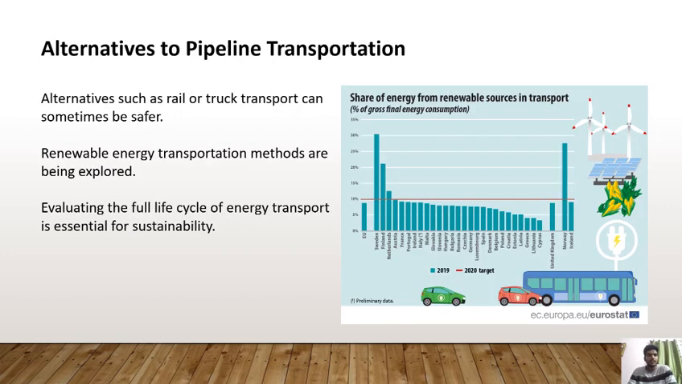Alternatives to pipeline transportation. Alternatives such as rail or truck transport can sometimes be safer. Renewable energy transportation methods are being explored. Evaluating the full life cycle of energy transport is essential for sustainability. This is a picture of sharing energy for renewable sources in transport. Use of public transport is essential.